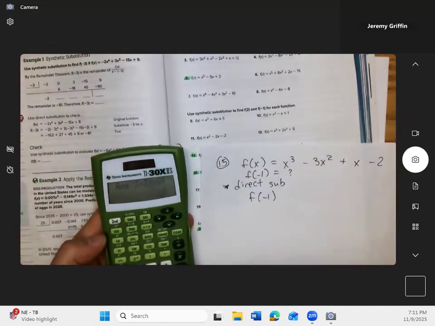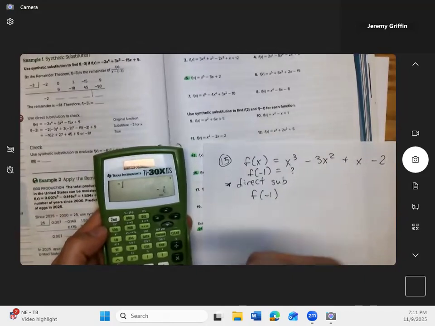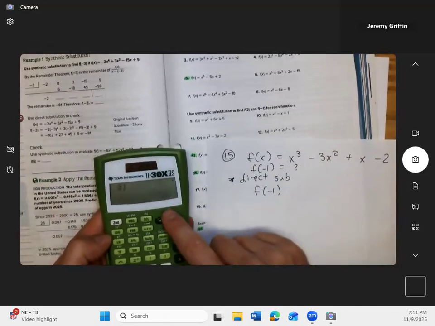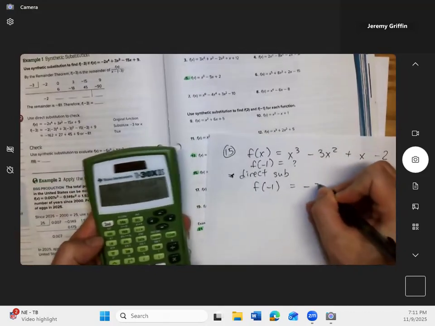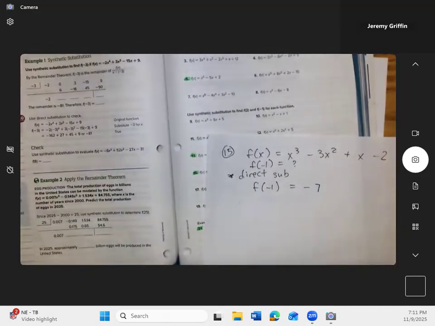Okay, but if I type -1, enter. Now the calculator's thinking, okay, -1, so about -1. Scroll up, plug it into this expression. It'll tell me exactly what it is. It should be -7. -7.